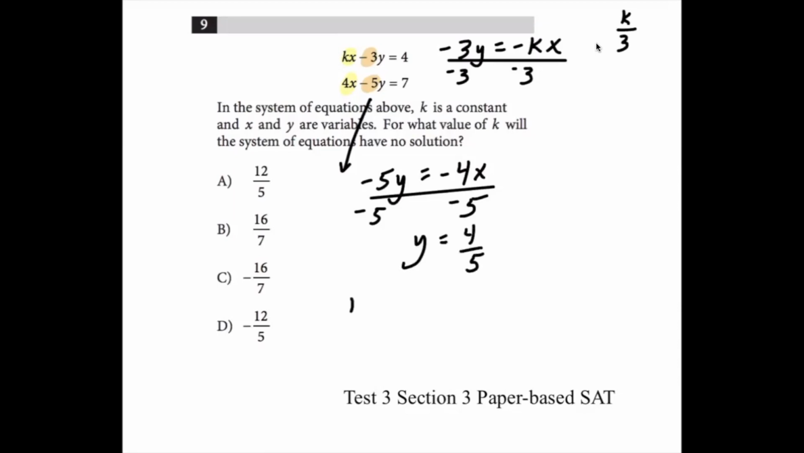Then we're going to set these slopes equal to each other because that's what happens in parallel lines. Fraction equals a fraction means cross multiply. We get 5k equals 12. Last step, divide by 5 on each side, and that gives you that your answer is positive 12/5.